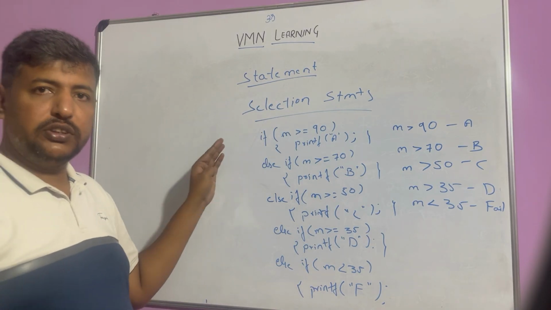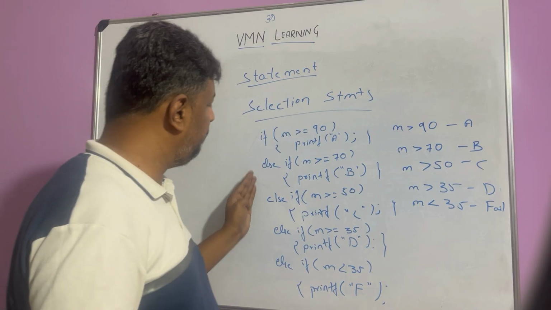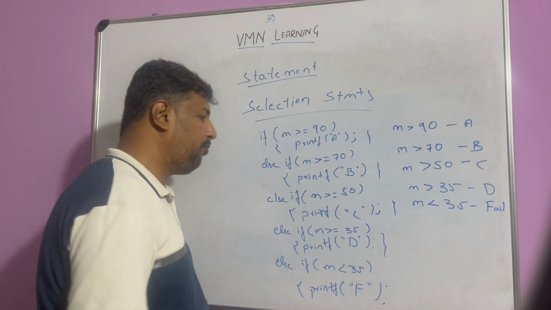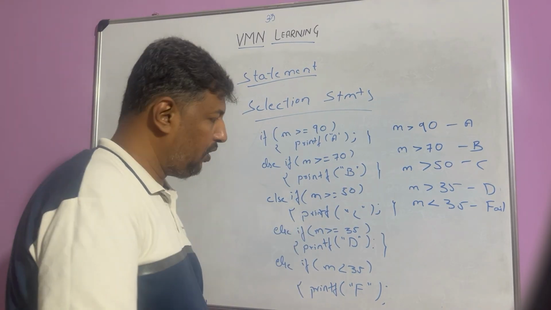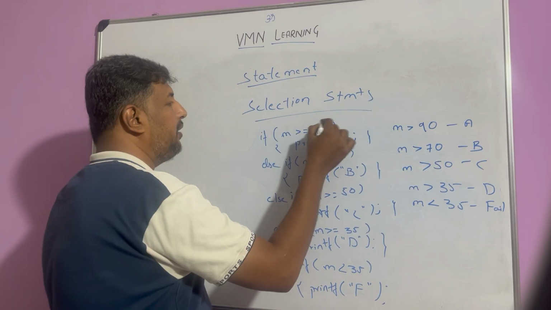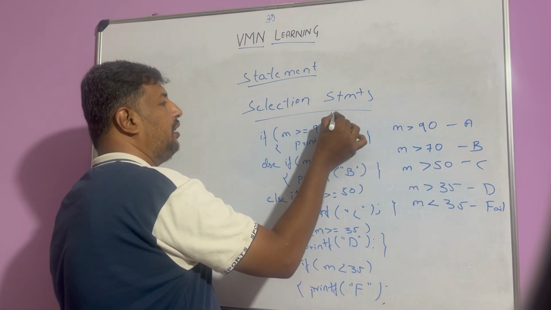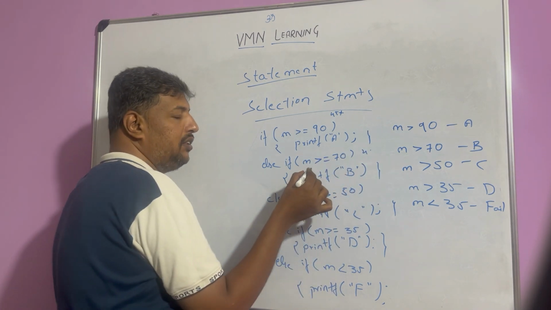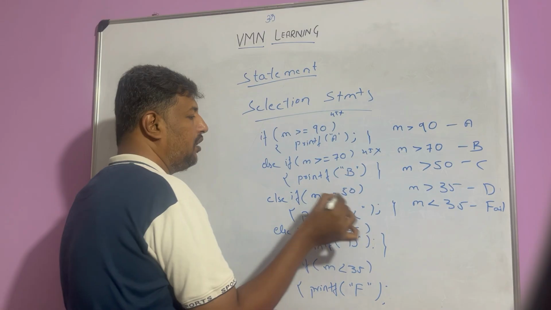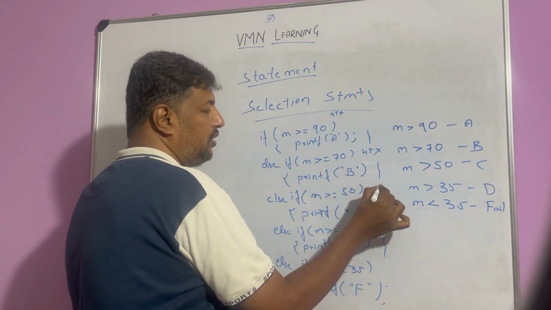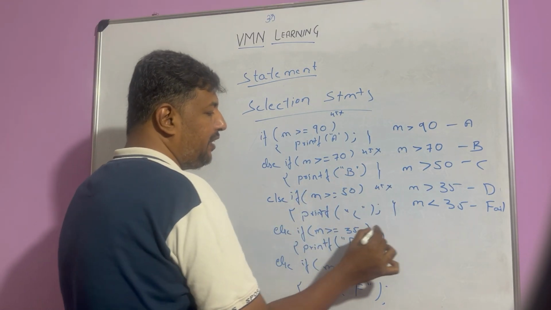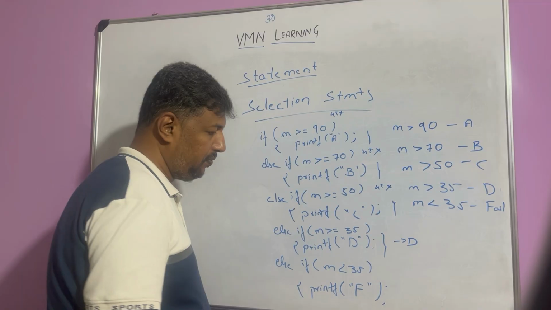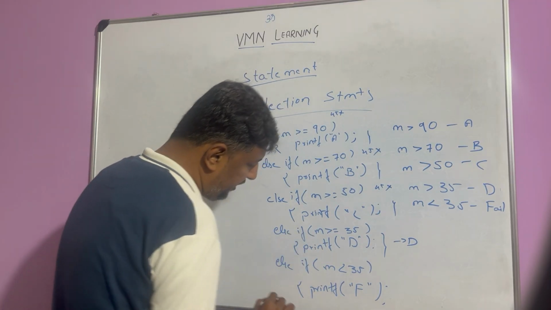Can you see how the structure looks? If, else if, else if, else if, else if. Consider an example, if a person has got 45 marks. What will be printed? First it will check for 45. 45 greater than 90, false. 45 greater than 70, false. 45 greater than 50, false. 45 greater than 35, true. Then it will print D, and it will not go next.